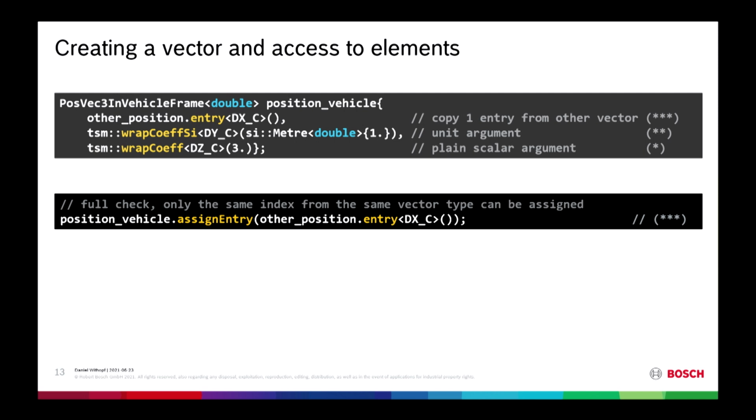And again, we have a full check. So if dx would not be part of other position or of position vehicle, where we're assigning it to, the user gets a static assertion and can fix the problem.